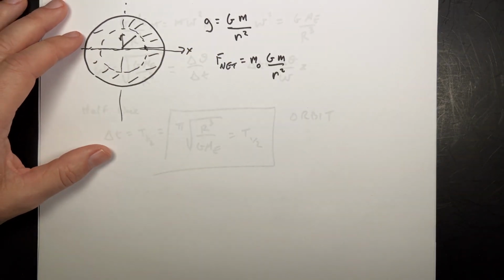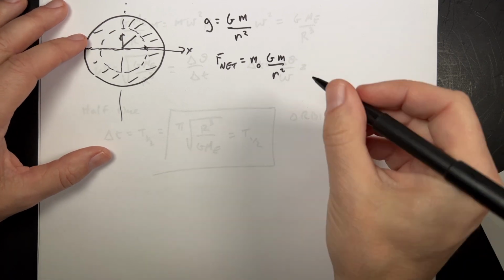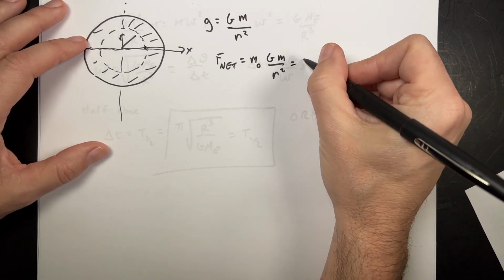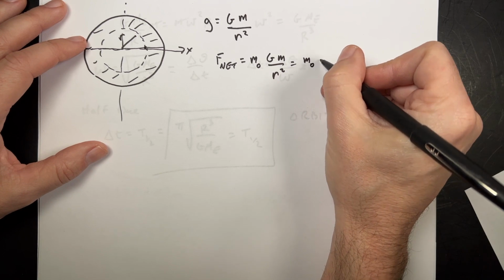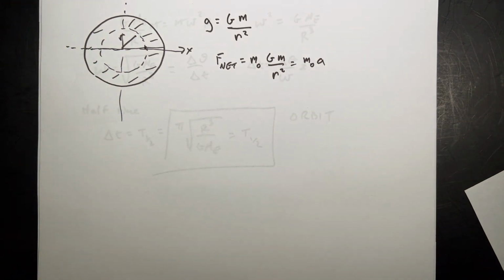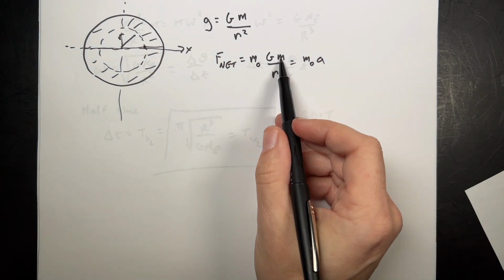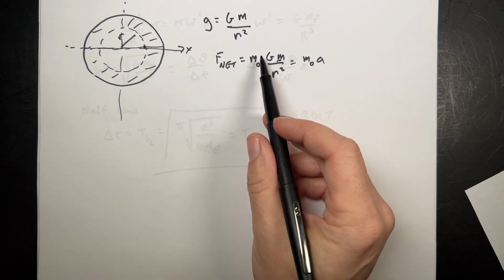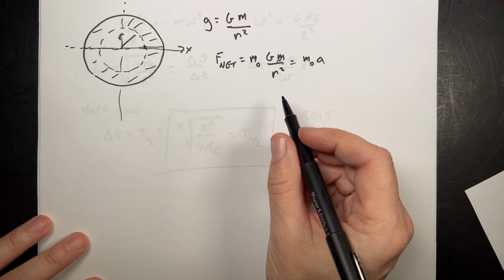Do I have a pen, a colored pen? Well, I don't. That's fine. And that's going to be equal to the mass of the object times the acceleration. So let's find this mass inside of the thing. Really, let's find a better expression for g.